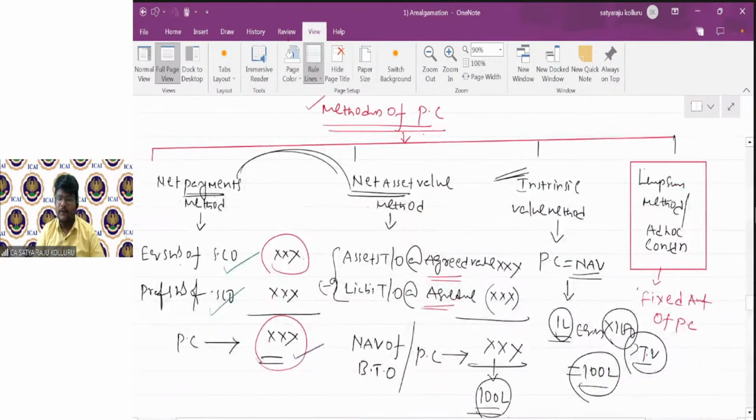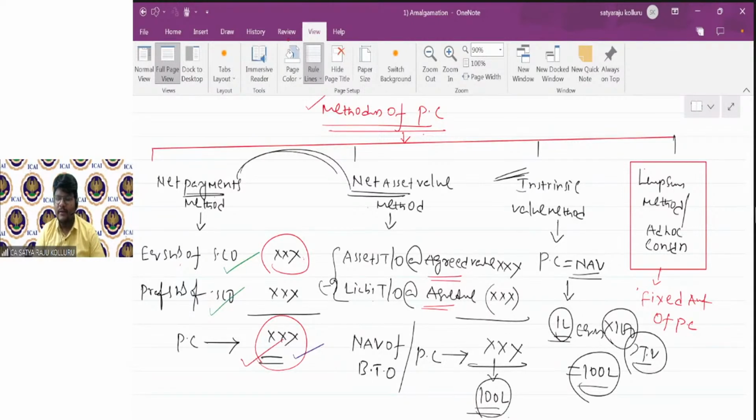Next, coming to methods of PC. Popularly, there are four methods: net payments, net asset value method, intrinsic value method, and lump sum method. In case of the lump sum method, the consideration will be directly mentioned in the agreement itself, here in the problems itself. But in case of net payments, net asset value or intrinsic value method, we need to calculate the PC. Net payments method is nothing but the amount payable to equity shareholders of the selling company summed up with the amount payable to preference shareholders of the selling company, then we get the PC.